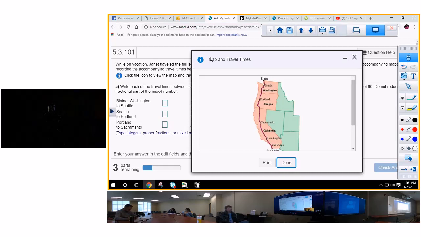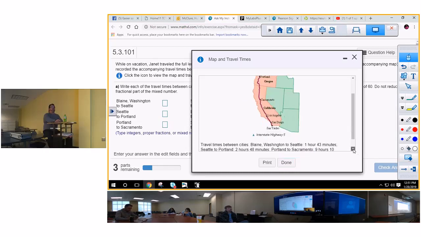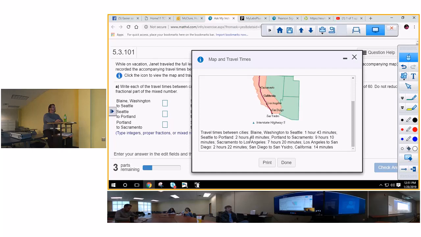Okay, I'm looking. It would be nice if they put that in the same picture. You don't have to look for it. Travel times between cities. Blaine, Washington to Seattle, 1 hour and 43 minutes. Seattle to Portland, 2 hours, 45 minutes. All right, just do me a favor and write this down, because I'm going to have to copy it over to another. Let me just copy it.